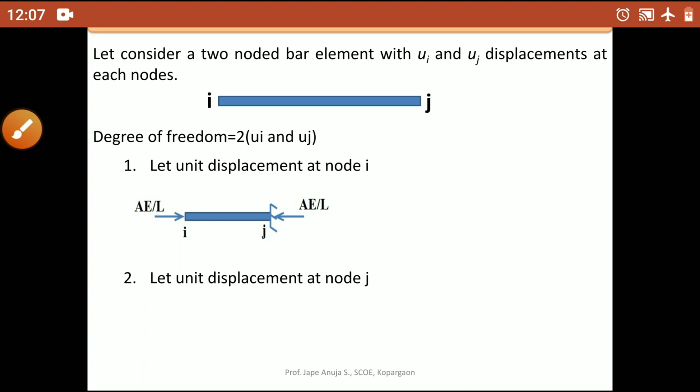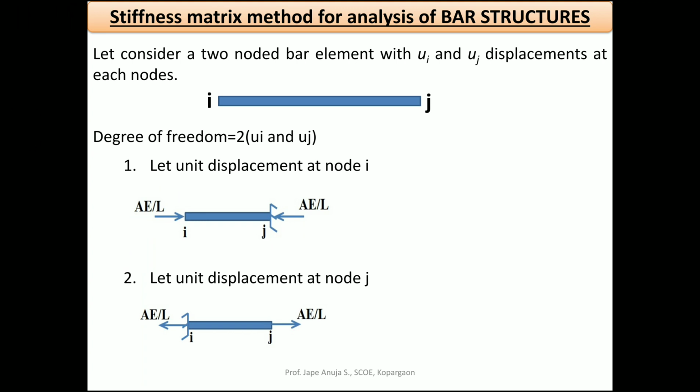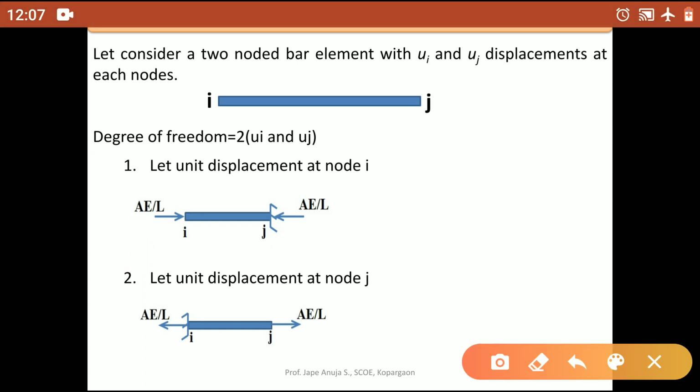Now the second step: let us give unit displacement at node J. At node J in positive direction, because of the unit displacement given at node J, it will generate a force or the stiffness of AE upon L in right direction, and at node I it will generate in the opposite direction. This one is in right direction, this one is in left direction. So stiffness at node I because of unit displacement at node J is minus AE upon L, and stiffness at node J because of unit displacement at node J is plus AE upon L.